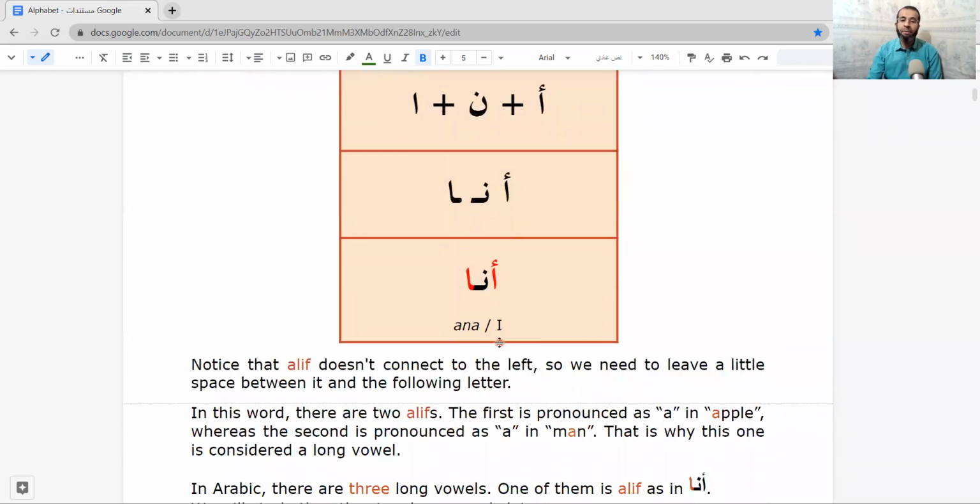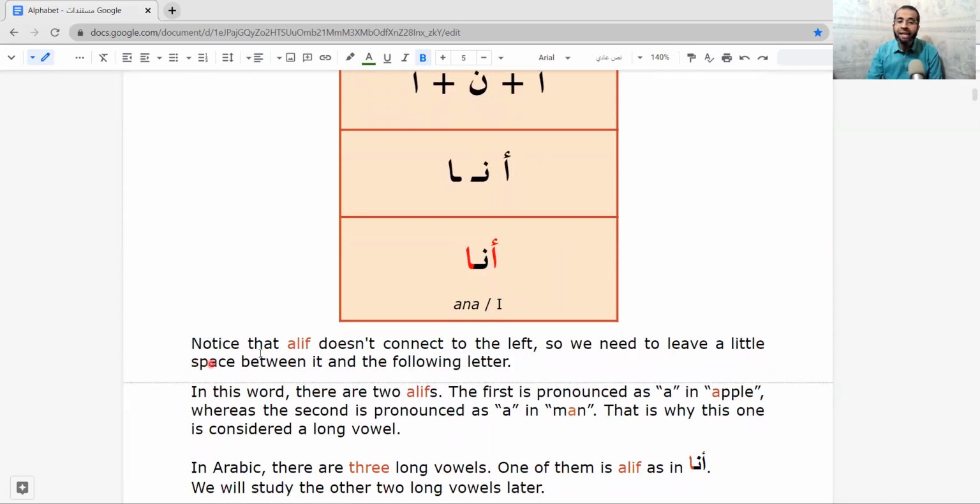So you can speak about yourself and say, for example, Ana Muhammad, I am Muhammad. Or Ana John, I am John. Or for woman, for example, you say Ana Fatima, or Ana Maryam, or Mary. By the way, in Arabic, we don't use the verb to be. We don't say I am Muhammad, for example, but we say I Muhammad. So it will be Ana Muhammad.